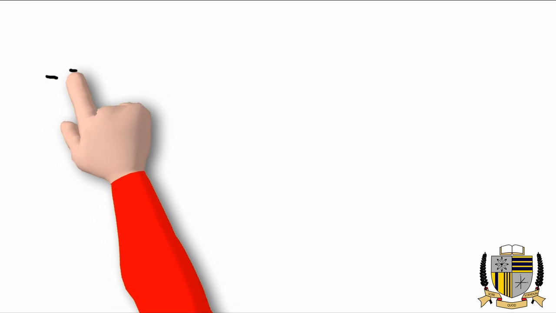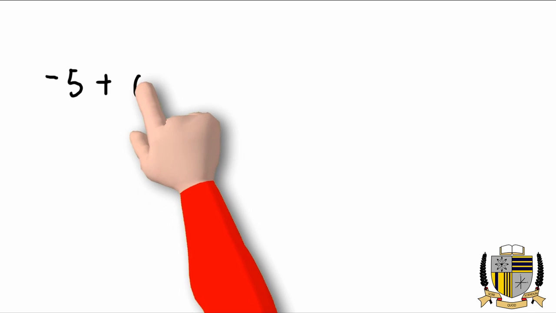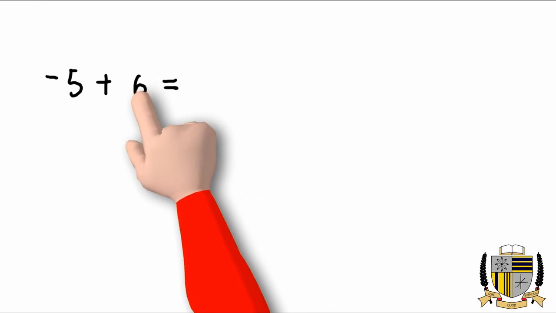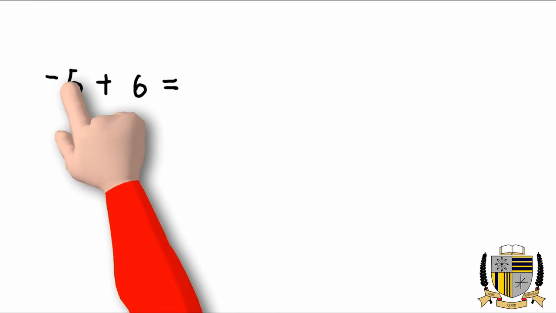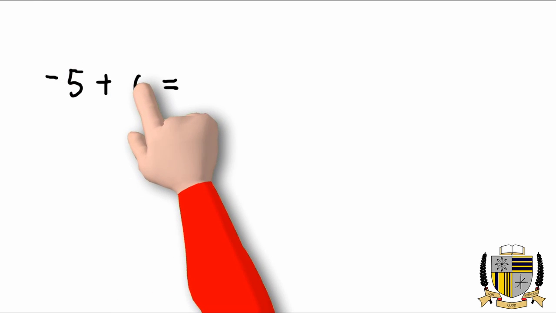When adding numbers that have different signs, the answer is the difference between the numbers, and the larger number's sign is the sign of the answer. So what I'm saying is this. Here we're going to add two numbers where the signs are not the same. They're different signs. This is a negative 5, and then this is just a positive 6.